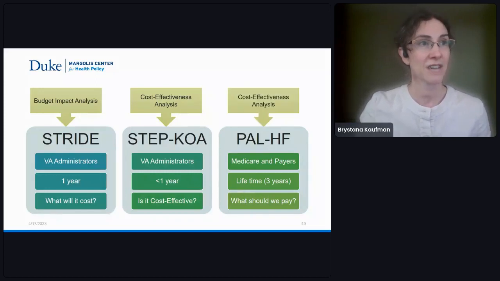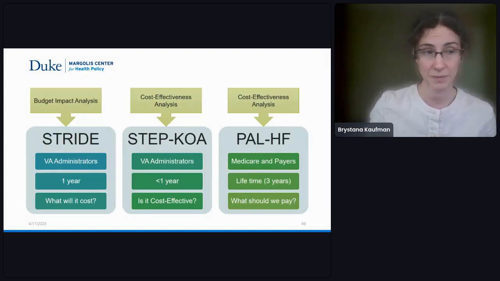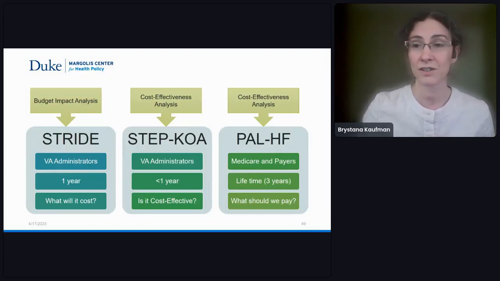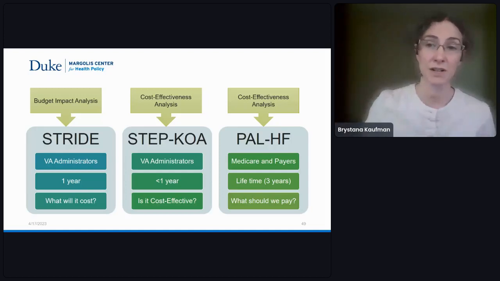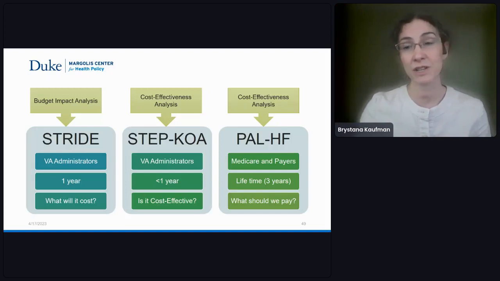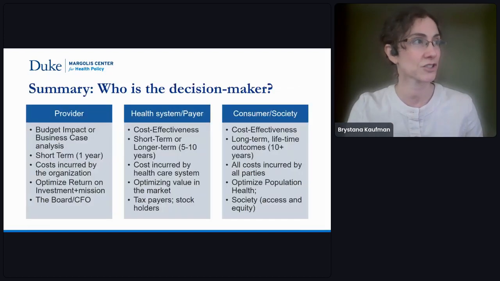And then in PAL-HF, again, cost effectiveness analysis, but informing a very different decision maker. So thinking about the federal payment and payment models. Because of that, we wanted to look at a longer time horizon. So we simulated those outcomes from the trial, which was shorter. I think it might have been 6 months. And we projected those out over the lifetime for that population, which was about 3 years. So we answered the question, what should we pay as a society? What should we be willing to pay for the value of this intervention?